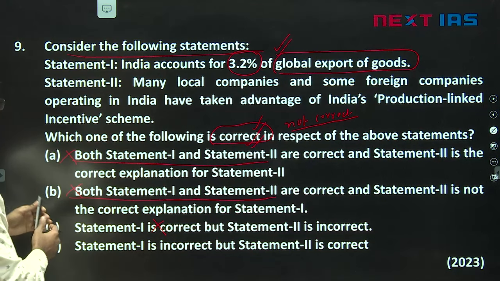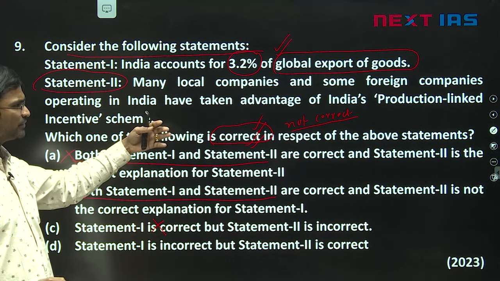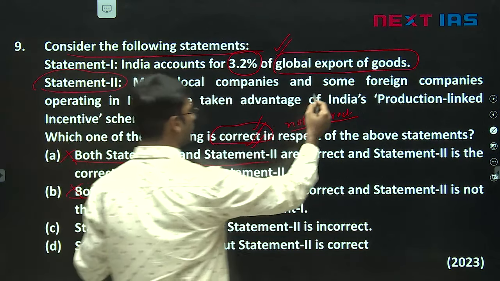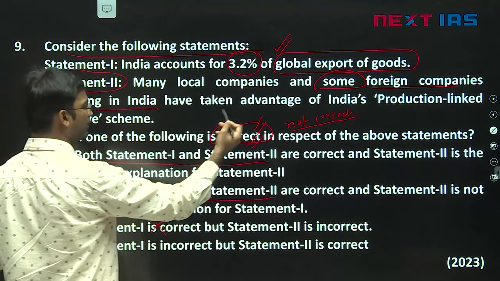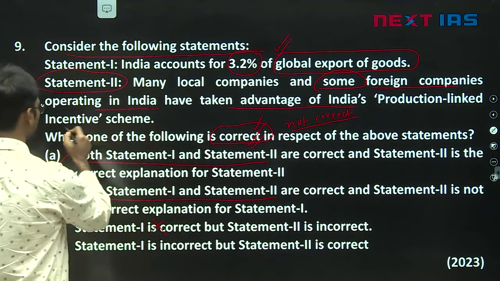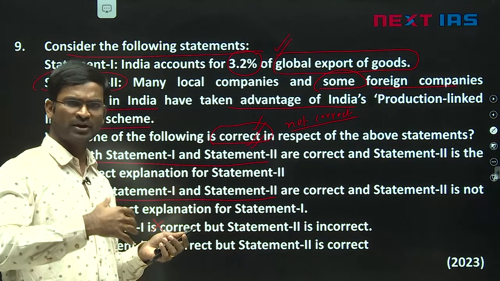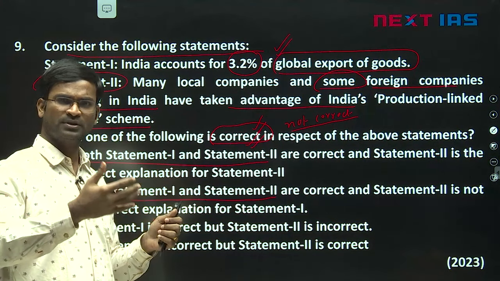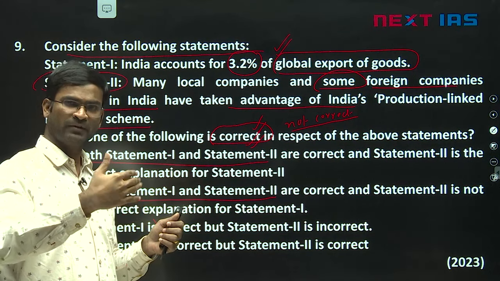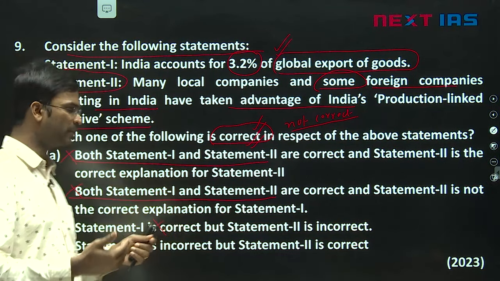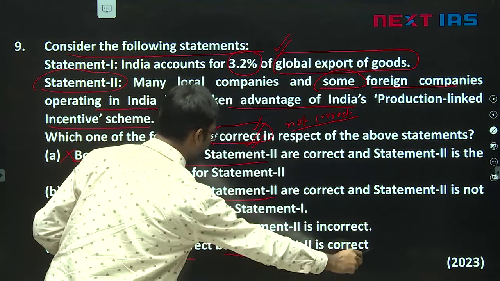Now the second option, C. Statement 2: many local companies and some foreign companies operating in India have taken advantage of India's PLI, Production Linked Incentive Scheme. It has been in the newspapers for the last 2 to 3 years. Because of PLI, no doubt domestic companies as well as foreign companies are benefiting. So only the second statement is right. Statement 1 is incorrect and statement 2 is correct.